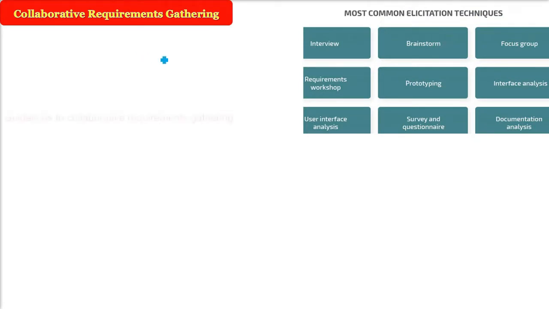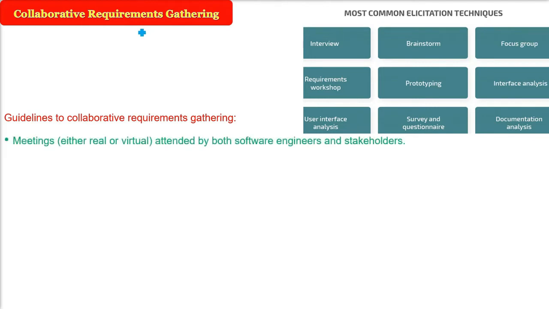That is, all the parties should sit together, discuss, and then finally get to certain points where both agree on the requirements. So what are the guidelines for this collaborative requirements gathering? There are certain rules. Collaboration will get you more information. How? Let us see. The first one is the meeting.